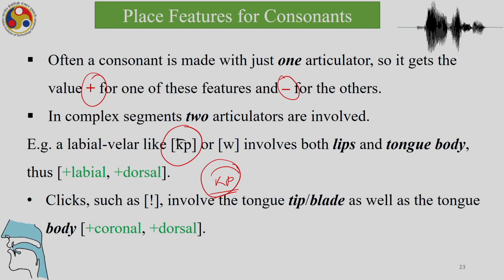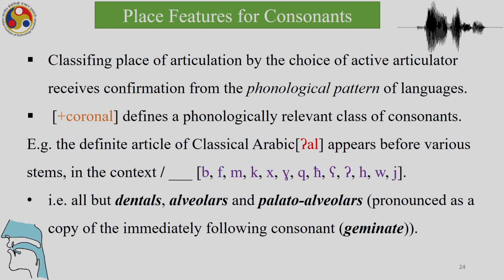And clicks, which we looked at a lot in the articulatory phonetics section. So clicks involve the tongue tip. When we were looking at clicks, we saw that clicks have 2 places where the occlusion occurs. So one of them could be tongue tip or blade, it could be dental, it could be a bit more back. So they could be either plus coronal or plus dorsal, along with being a click sound.